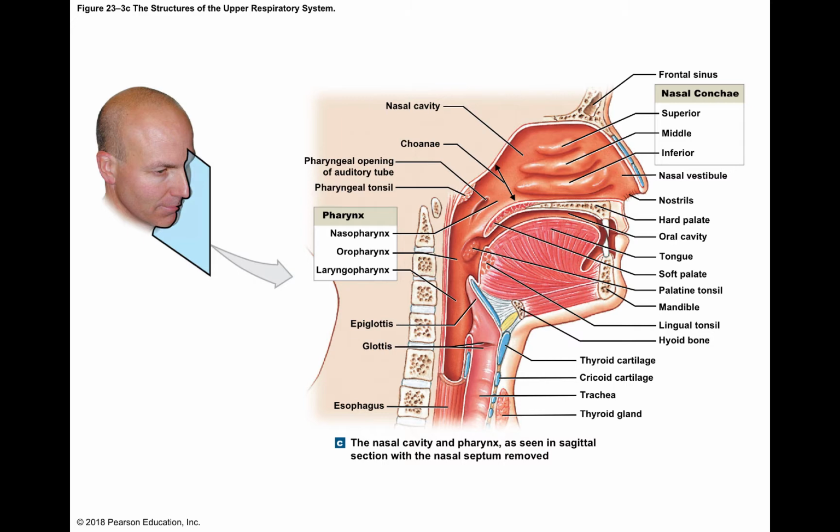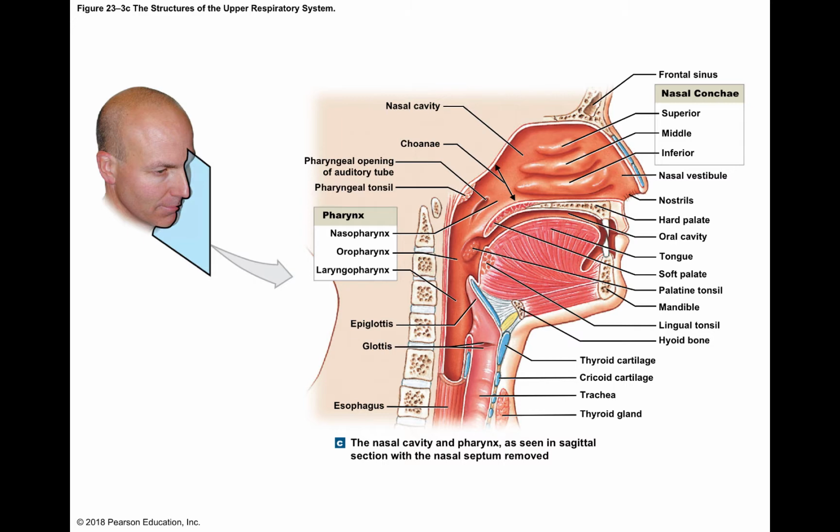In there are these projections, these bumps, and those bumps are called the nasal concha. Some people say concha, okay? They're just bumps, and there are three of them: the superior, the middle, and the inferior concha. They are lined by a mucous membrane, so that when you are breathing in dust, particles, and bacteria, the mucous membranes secrete mucus that traps those particles, so you're not going to breathe that down into your lungs. They're also like little rocks in a stream, so they slow the air down and warm the air up. So by the time that air gets down to your lungs, it's clean and warm and slower.